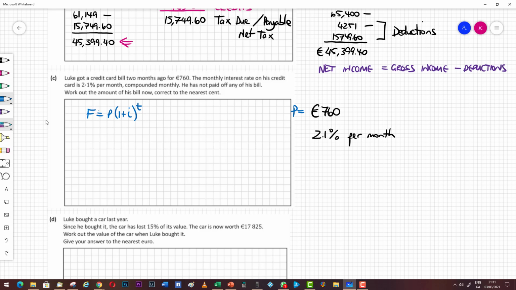I is the interest rate, and we need to put this in as a decimal. So 2.1% is 0.021, that's 2%, and then put the 1 after it. So that's our I. And then what's the time? Well, the time is 2 because it's 2 months. So we're just going to sub those values in, and we get that the amount he'll owe after 2 months will be 760 times 1 plus 0.021 to the power of 2. You can tidy this up a little bit by just adding the 1 and the 0.021, so 1.021 to the power of 2, and now we'll just throw this into the calculator and see what we get.